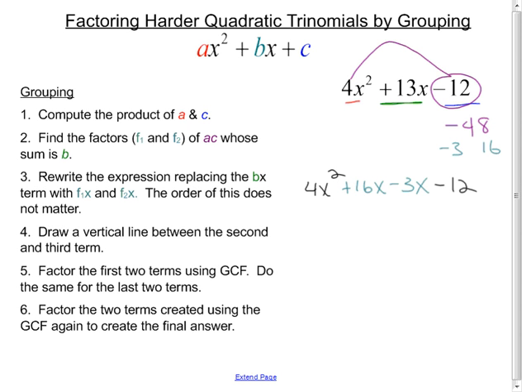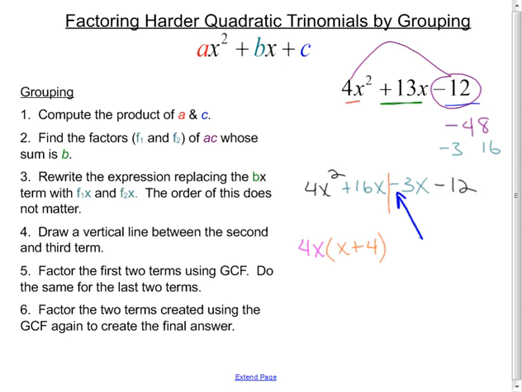Okay? So I'm going to draw my vertical line separating the first two terms from the second two terms, so between terms 2 and 3. And in step 5, factor the first two terms using GCF. So what is the GCF of 4x squared and 16x? It's 4x. And then again, when I divide by 4x, I'm in fact left with x plus 4.